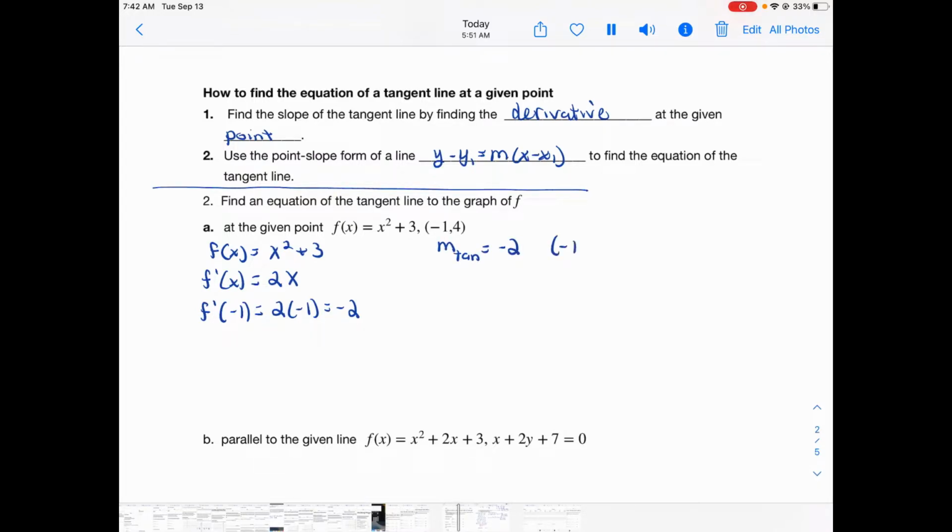So I know the slope of my tangent line, and I was given the point of tangency. So I'm going to use my point-slope form and find the equation of my tangent line. And then get this y equals. And my equation of my tangent line is y equals negative 2x plus 2.